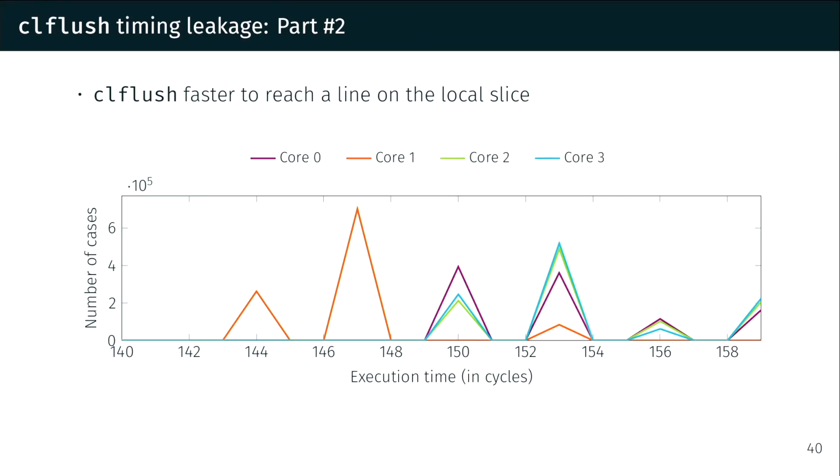Now let's go back to CLFLUSH, and see what the relation is with that. So the thing that we noticed is that CLFLUSH is actually faster to reach a line on the local slice. So if you're always flushing one line and you run your program on core 0, core 1, core 2, and core 3, you will observe that one core in particular, when you run the program on it, the CLFLUSH is faster. And so here this is on core 1, and you can see that cores 0, 2, and 3 are a bit slower. And here we can deduce that, since we ran the program on core 1 and we always flushed the same line, the line belonged to slice 1.